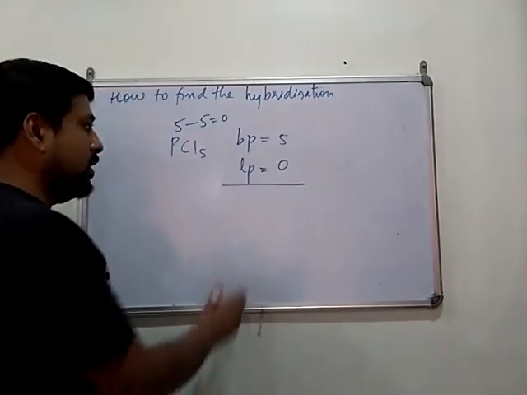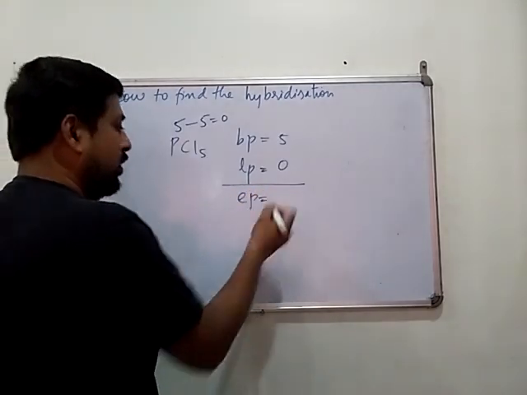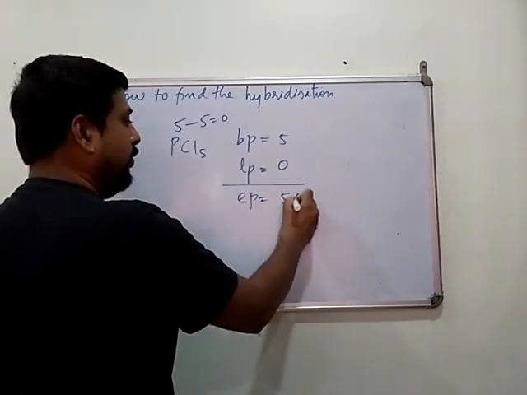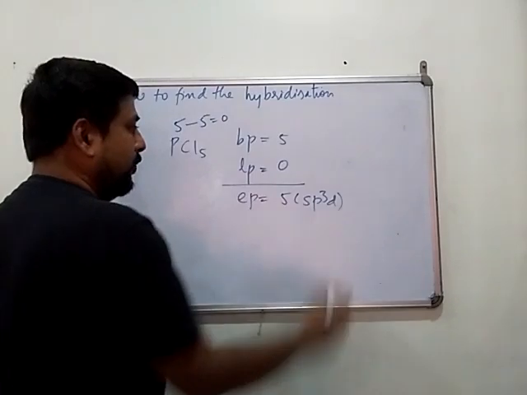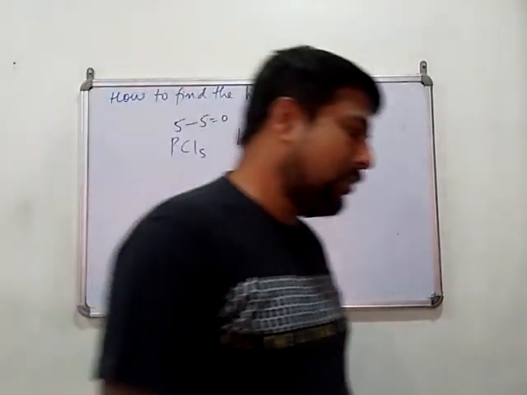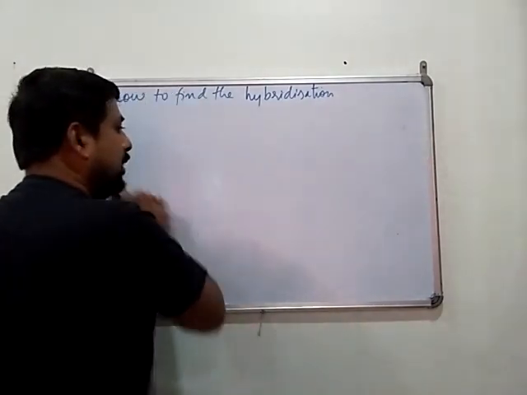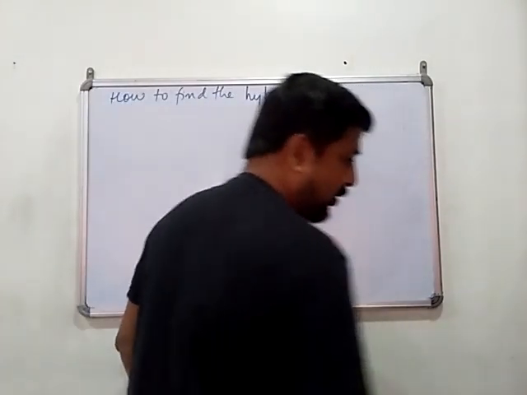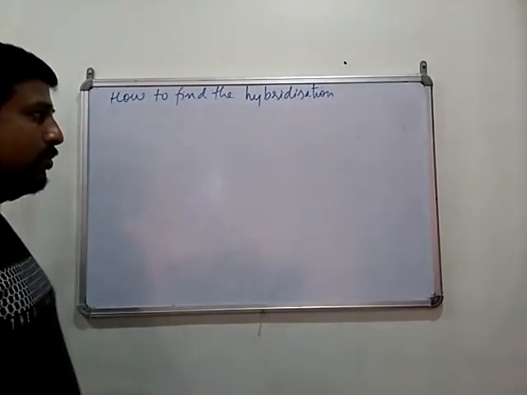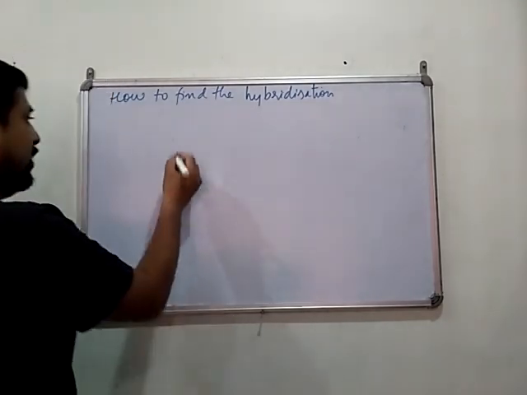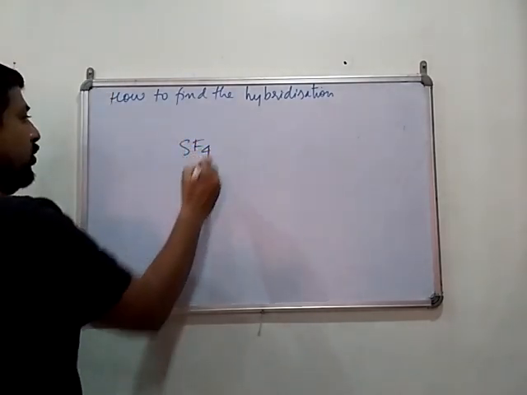Okay. Now addition of these will give you the electron pairs, or steric number, which is what? 5. 5 means what? sp3d. So this is the third example that we have seen. Now let's take some different examples, like, for example, maybe we can go for SF4.